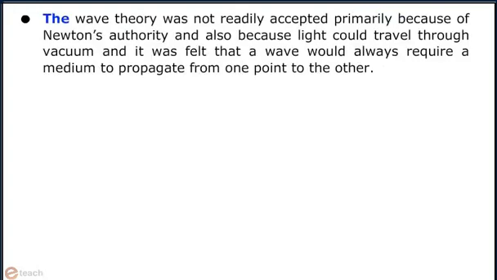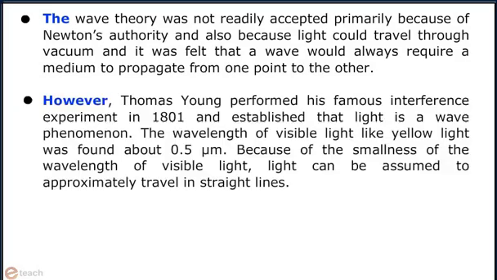The wave theory was not readily accepted primarily because of Newton's authority and also because light could travel through vacuum, and it was felt that a wave would always require a medium to propagate from one point to the other. However, Thomas Young performed his famous interference experiment in 1801 and established that light is a wave phenomenon.